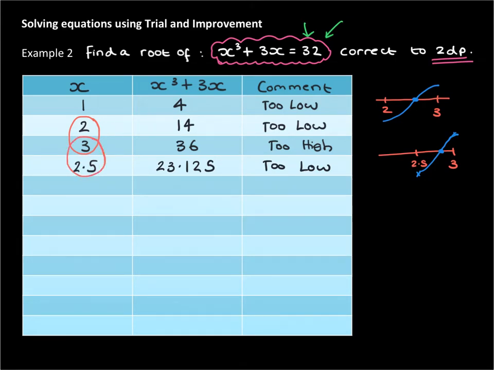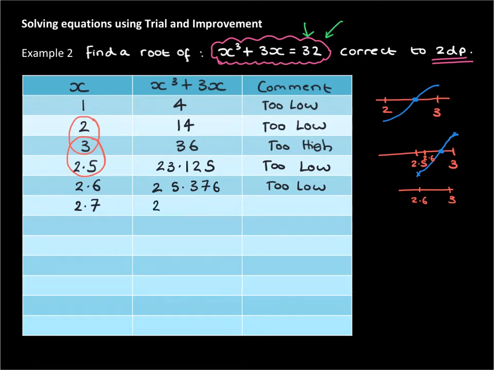So I'm going to very sensibly look at the next value up, which is 2.6. Now this gives me 25.376, which is too low. Now this tells me that the answer has got to be somewhere in between 2.6 and 3 now. So I've got it down to the gap between 2.6 and 3. Let's keep going. So 2.7 is my next value to try.